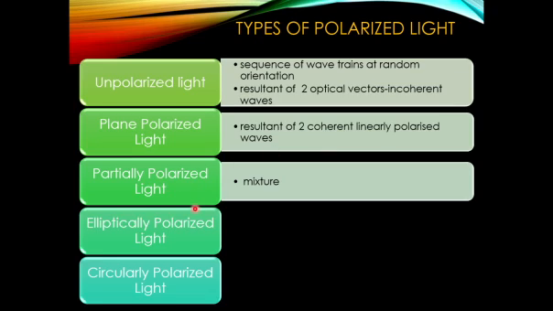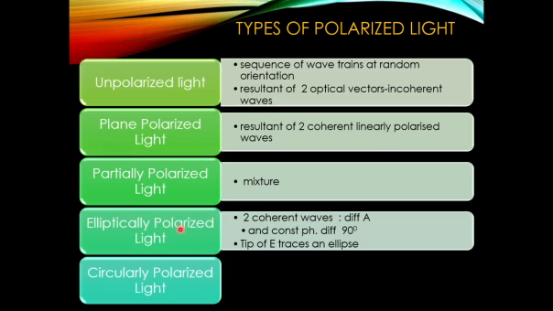And how do you get elliptically polarized light? If you have linearly polarized waves perpendicular to each other, then delta must be 90 degrees, and on superposition you'll get elliptically polarized light. So we should have two coherent waves. Coherent means their phase difference has to be constant, and they must have different amplitudes, and their phase difference is given by 90 degrees or any odd multiple of pi by 2.